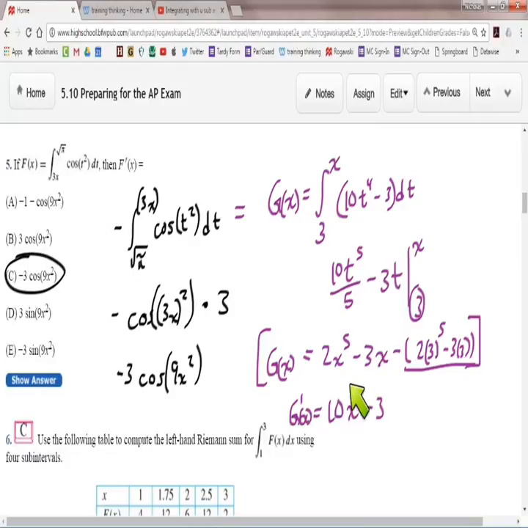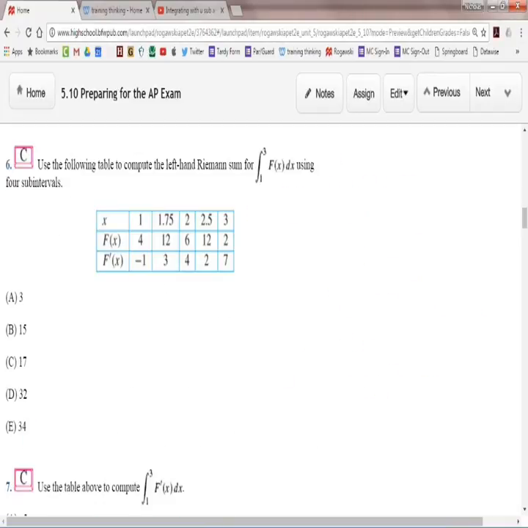Now look at what I could have done. Instead of doing all this work to get to here, I could have gone back up here, ignored this 3 because I know it's going to give me my constant, and just plugged this x into that t. Would have gotten the same thing. That's FTC 2.